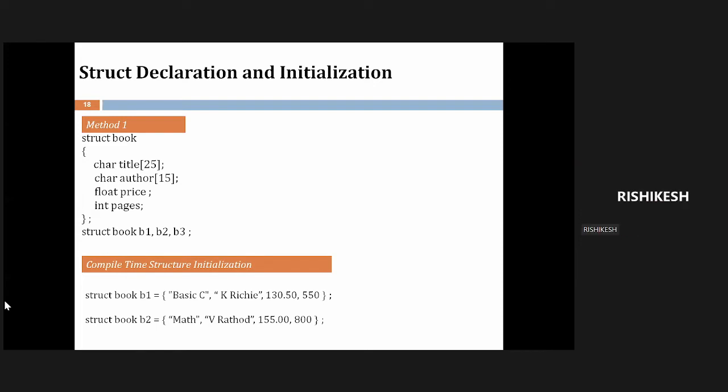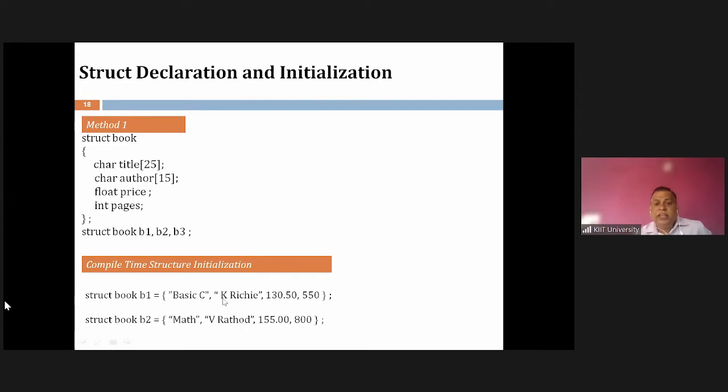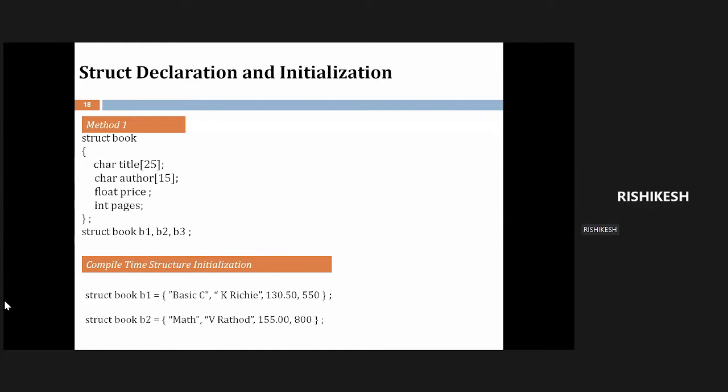But the sequence must be maintained. It's not that you'll be giving the values in any order. It's not that you'll write 550 and the system will understand which is the name and which is the price. The sequence must be maintained, separated with commas. Understood it? Yes, sir.